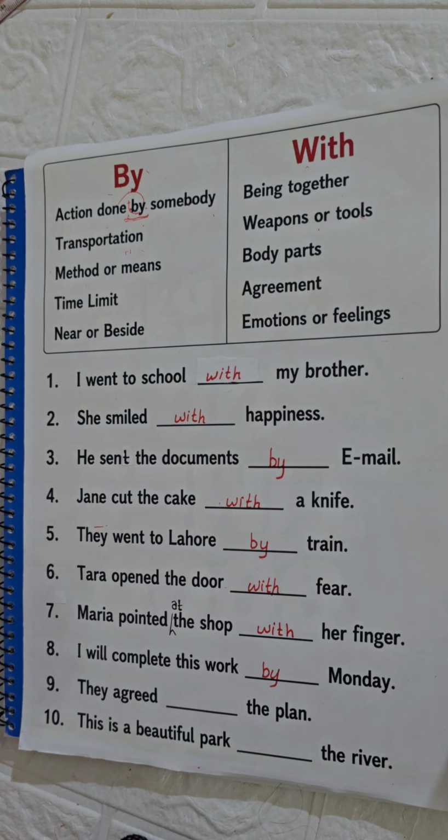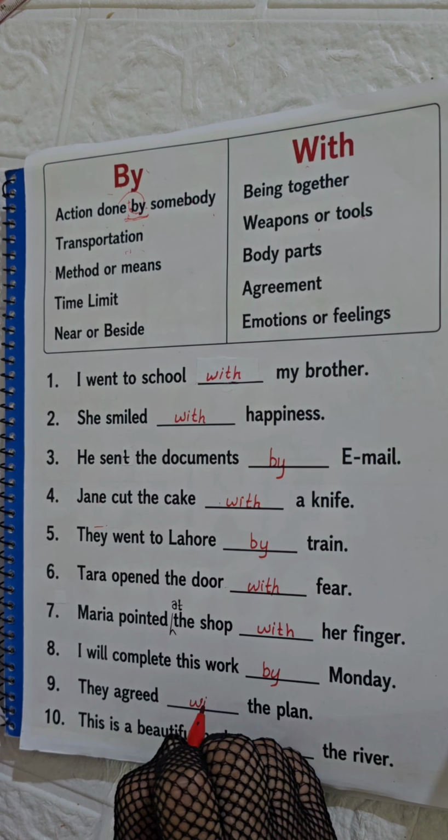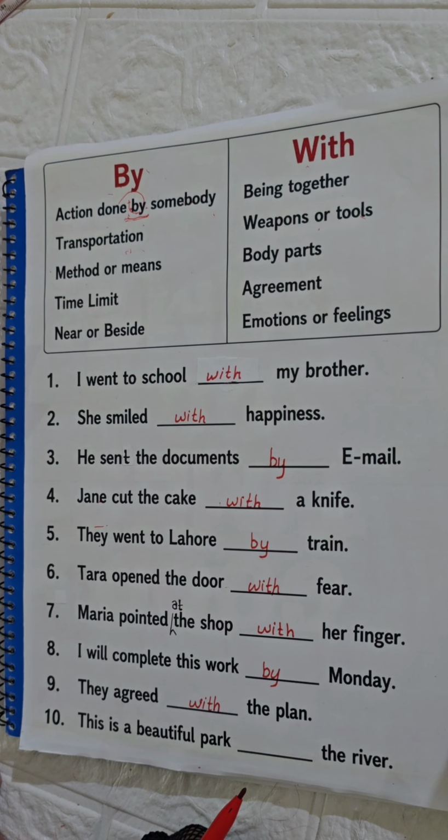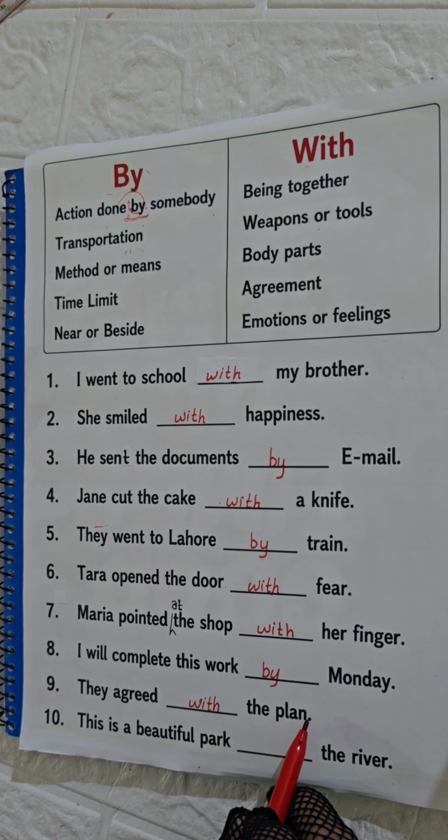Now, number nine, they agreed blank the plan. What will you use in the blank? By or with? This sentence shows agreement. Remember, whenever we agree with a person, an idea or a plan, we always use with. Therefore, we will write with in the blank. Now we can read this sentence, they agreed with the plan.